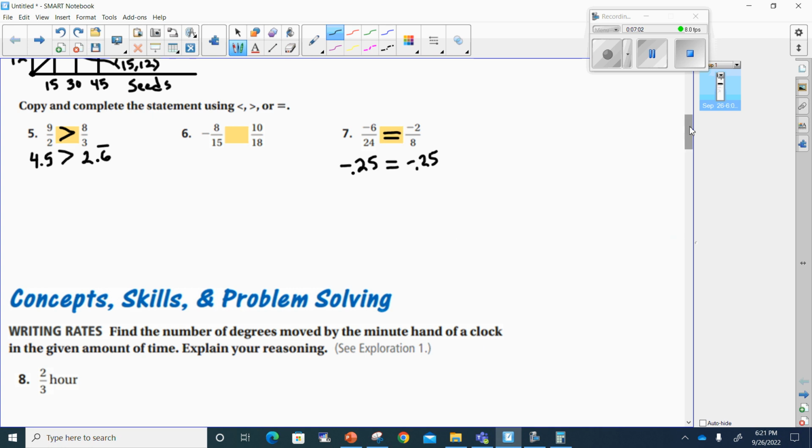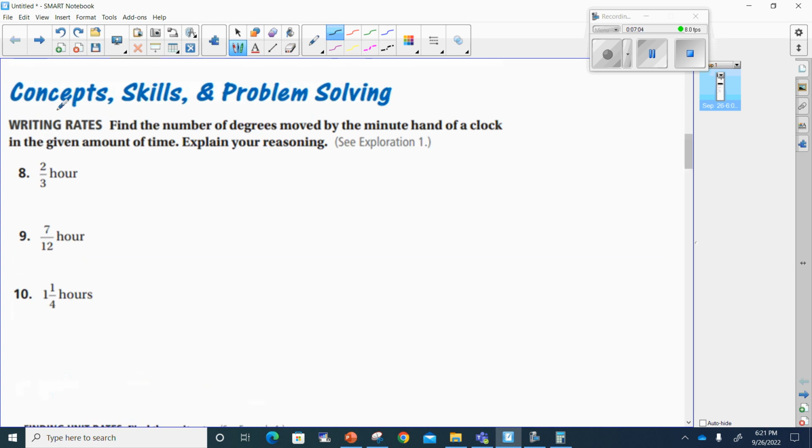All right, let's go to number 9. Number 9 says, find the number of degrees moved by the minute hand of a clock in the given amount of time. Explain your reasoning. So the first thing I have to remember is the minute hand of a clock goes in a circle, just like the hour hand. And since it can go the entire way around, that's 360 degrees.